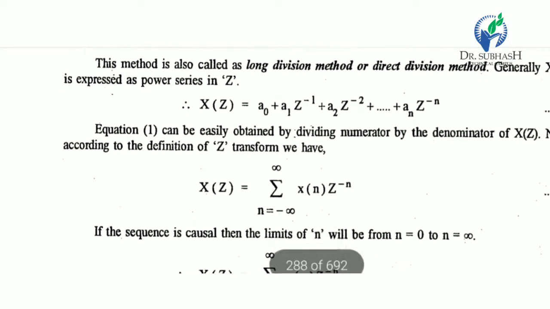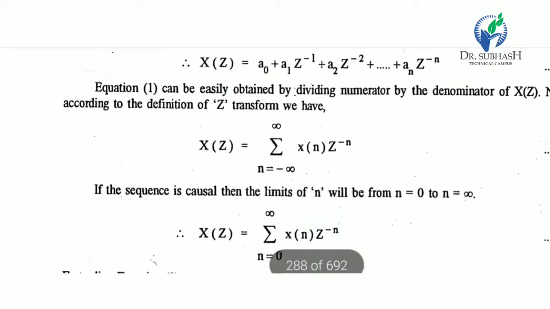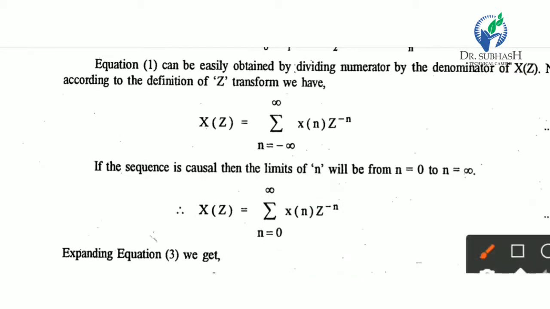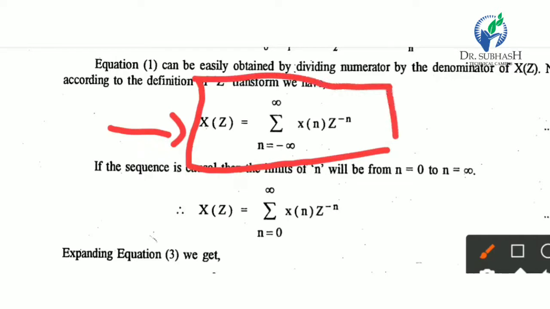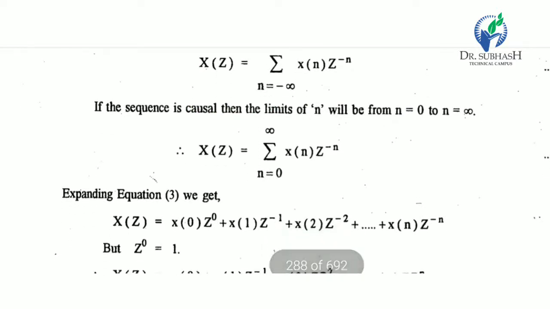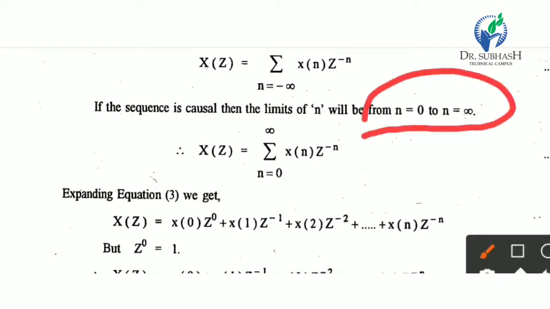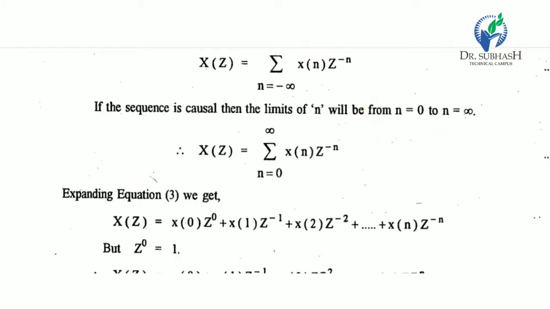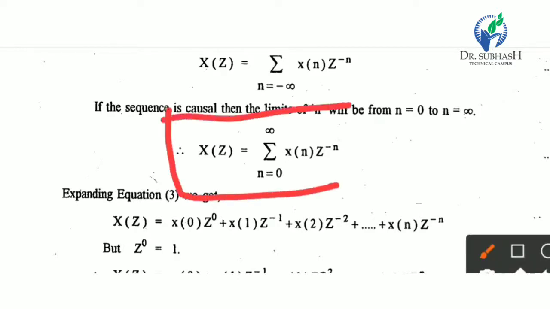Now according to the definition of the Z transform, we have x of z equal to summation x of n z raised to minus n. If the sequence is causal, then the limit of n will be from n equal to 0 to n equal to infinity. So now x of z becomes summation x of n z raised to minus n, with the limit n equal to 0 to infinity.